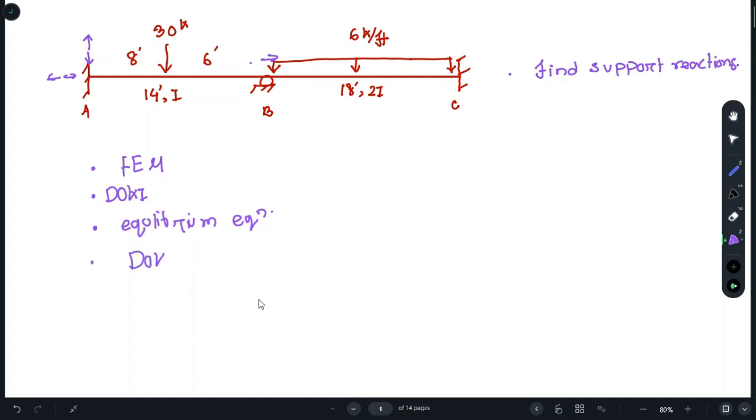We find the Doki. Then we superimpose the moments. We get moments for Doki, we get moments for fixed ended supports. Superimpose moments, then we get the moments we are trying to find out. So let's go one by one.